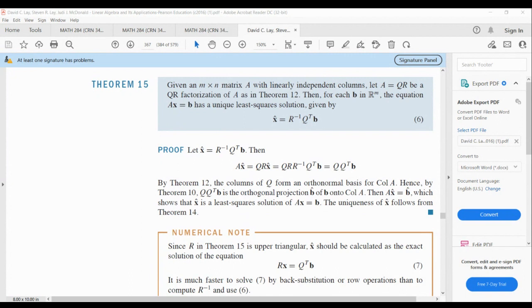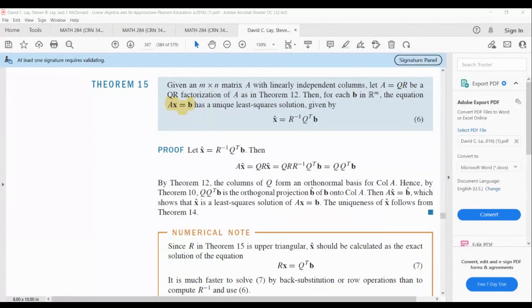Well, like look in theorem 15. You have this A times X equals B, right? That's what you're trying to solve. But if there's no linear combination of the column vectors of A that will equal the vector B, then you have no solution vector X. And essentially, this means that the vector B is not in the column space of the matrix A.